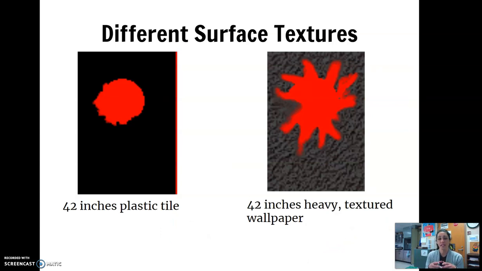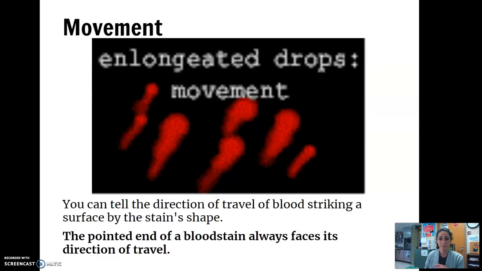The surface that the blood drop is on is going to be different. A plastic tile will be nice and smooth. If you have a nice smooth surface, you're going to get that nice, perfect round. Again, these are the same height, and they're both at 0 degrees, so they're both straight down, versus the heavy textured wallpaper. When you have an uneven surface, the blood drop is going to fall, and then it's going to be able to go down and flow differently, and you're going to get different patterns there.